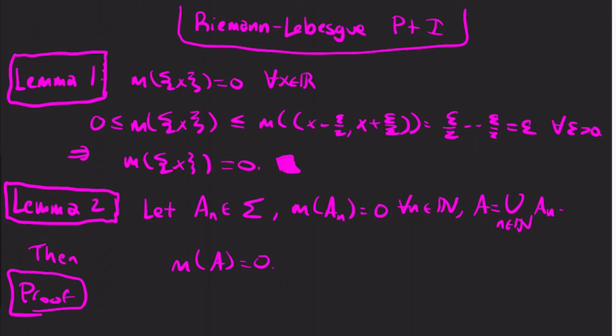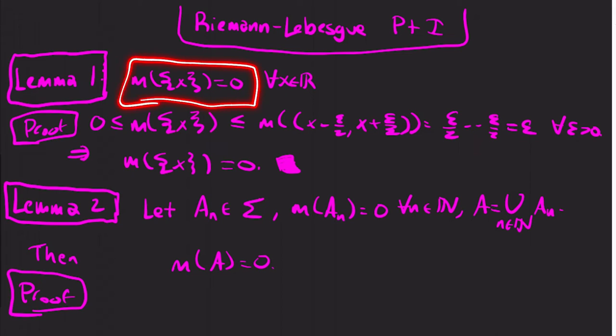So, lemma 1, all it says... Oh, sorry, I forgot to put proof here. Lemma 1 is just that the measure of a singleton is 0. This is a relatively standard exercise. If I go through lemmas 1 or 2 too fast, pause the video, review your definitions. They're good exercises. Try to do them yourself.